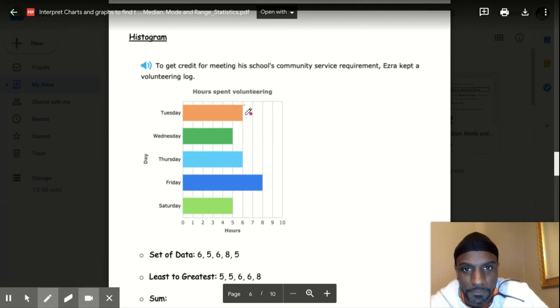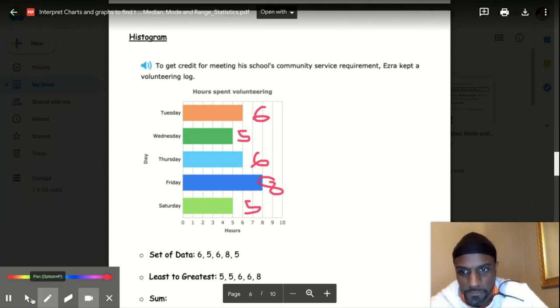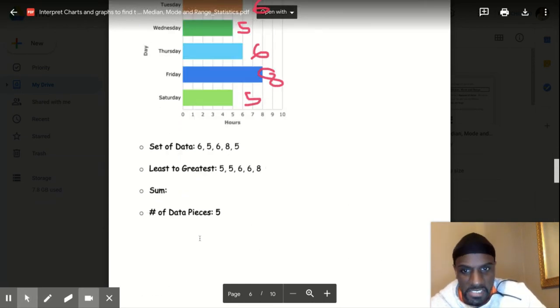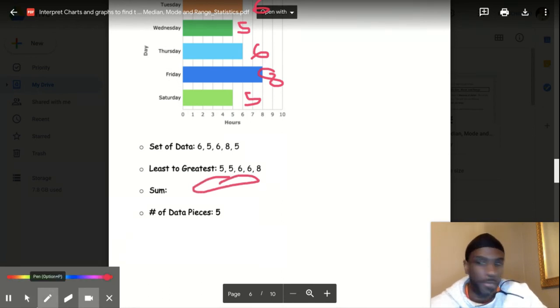Now look, this goes down to 6. So this is 6 on Tuesday. This is 5 on Wednesday. This is 6 on Thursday. This is 8 on Friday. And this is 5 here. Write it all down: 6, 5, 6, 8, 5. Put it in order from least to greatest. What is the sum of them? And how many data pieces do you have? You have 5 data pieces. Bam. I'm just interpreting data from my graph or my table.